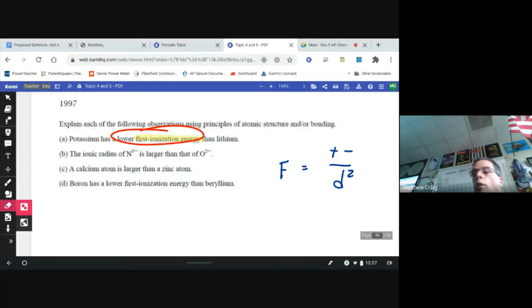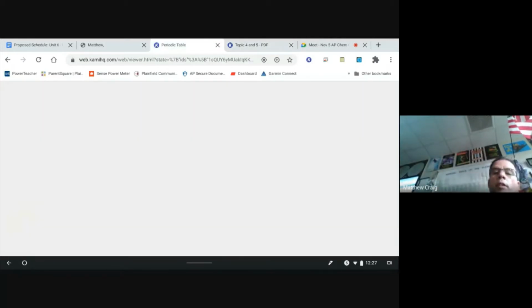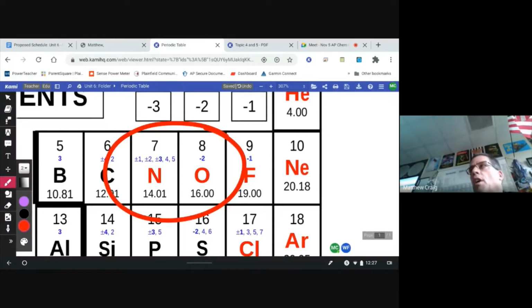Okay. First of all, who has more electrons in this case? Neither. Very good. Neither. They're the same. In other words, they have 10 electrons because they're trying to be isoelectronic with the nearest noble gas. However, why is nitrogen bigger than oxygen?